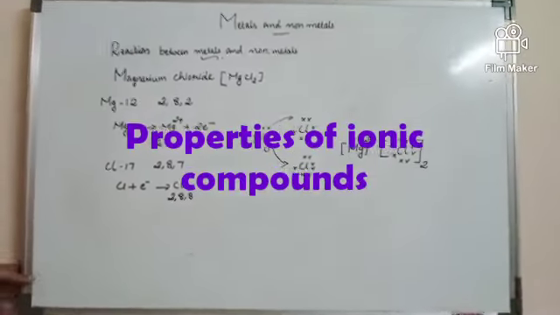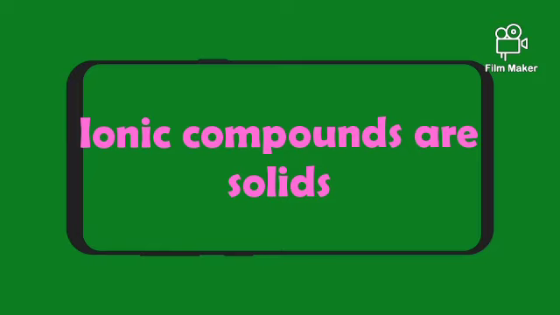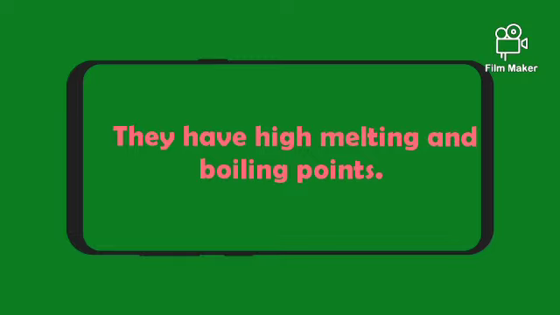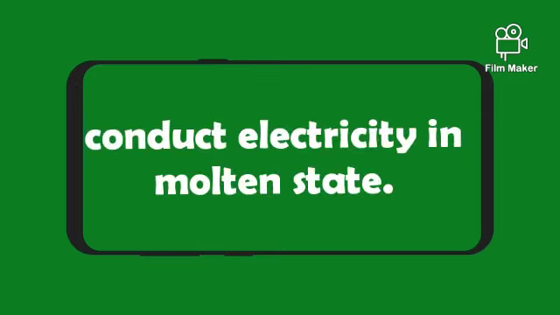Now let's study the properties of ionic compounds. Ionic compounds are solids. They are generally hard and strong solids due to the strong force of attraction between positive and negative ions. Ionic compounds have high melting and boiling points as they are strong solids. Ionic compounds are soluble in water, but they are insoluble in other organic solvents like kerosene, benzene, etc. Ionic compounds conduct electricity in molten state or in solution. The ions are free in the molten state, hence they conduct electricity.